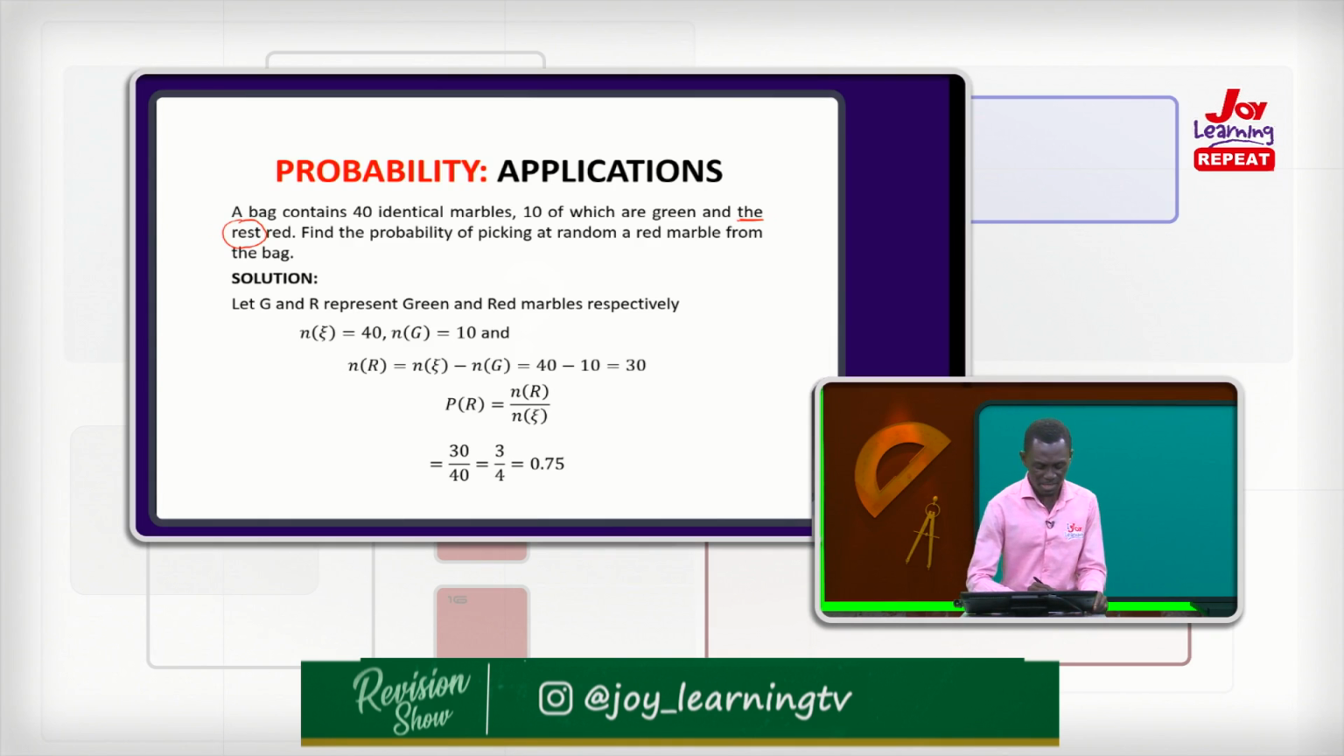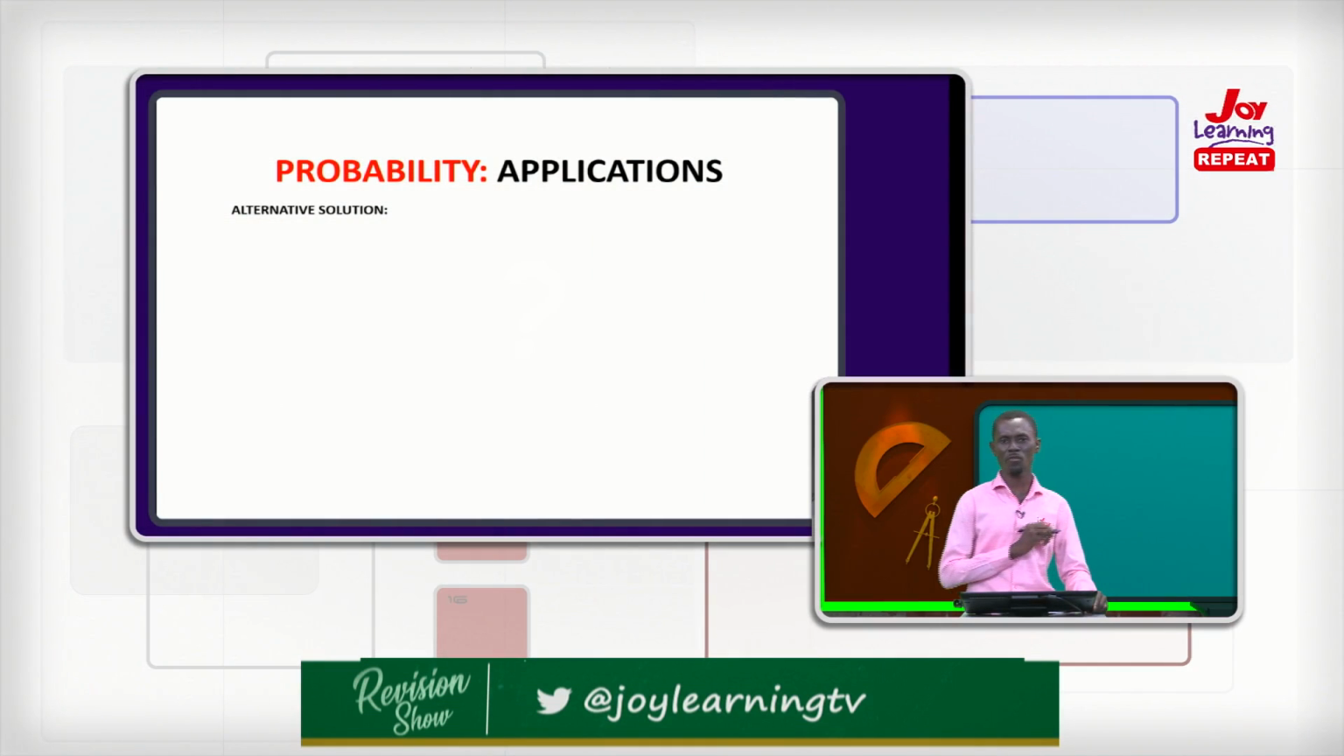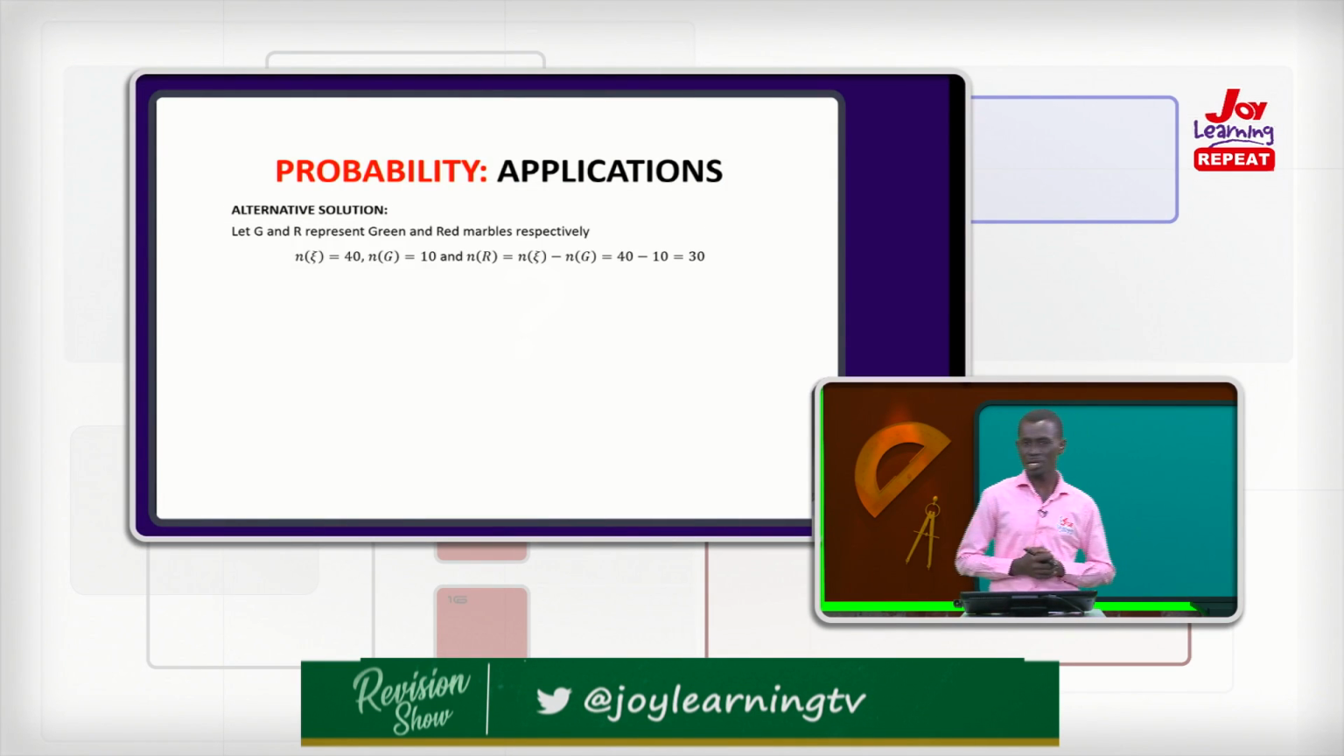All right, let's try another way of solving the same problem. This time around, I want you to watch this. We have found out a few things. Total number of marbles, 40. Number of red marbles, 30. Number of green marbles, 10. Let's use the combination to solve it. We'll have this procedure. Look at what you have on your screen.